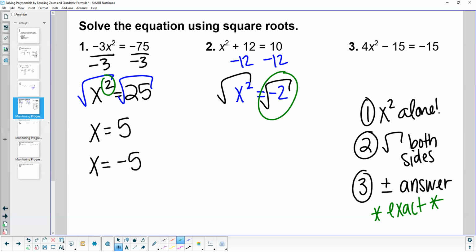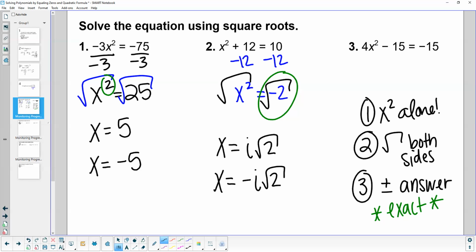That just means we have this imaginary. So x is going to equal i times the square root of 2, because 2 doesn't square root nicely, and x is going to equal -i times the square root of 2. So if it doesn't square root nicely, you just write the radical. If it doesn't square root nicely and it's negative inside, you put i on the outside and then square root it. Okay, so let's take a look at this next problem here.